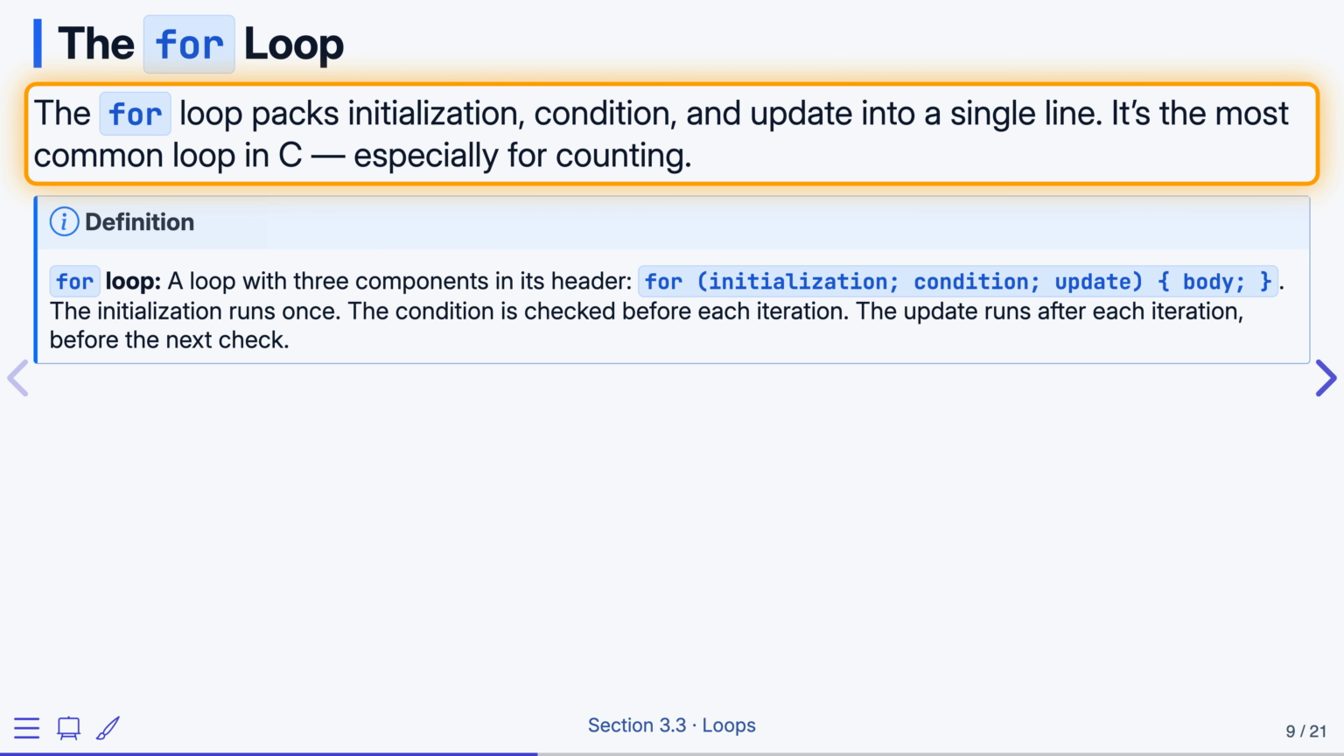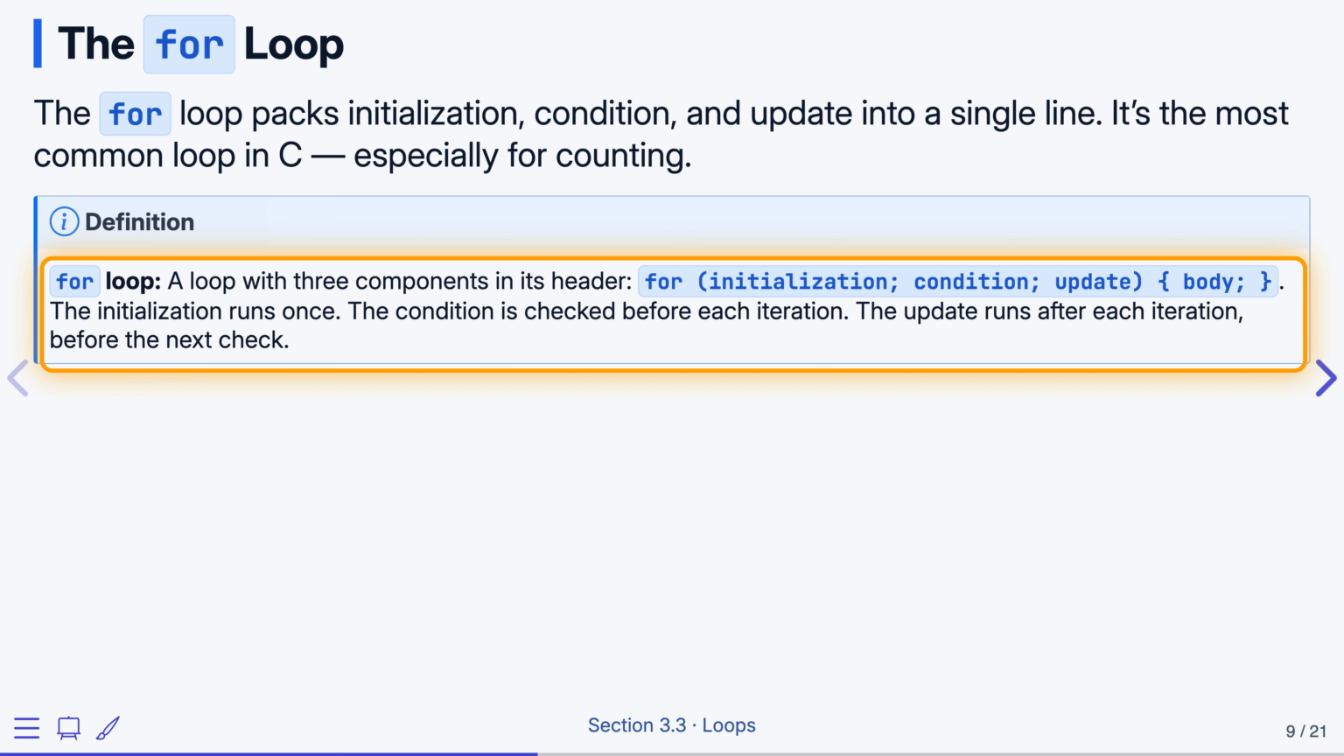The for loop packs the setup, the condition, and the update into a single line. It is the most common loop in C, especially for counting. A for loop has three parts in its header, separated by semicolons: the initialization, the condition, and the update. The initialization runs once. The condition is checked before each pass. The update runs after each pass, just before the next check.